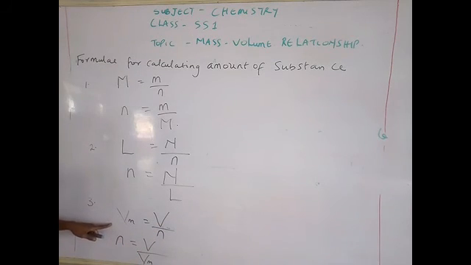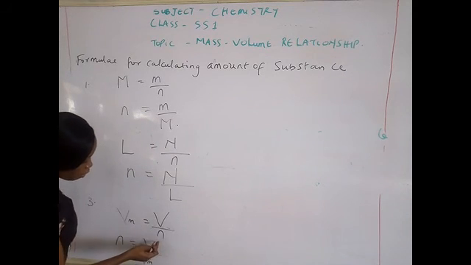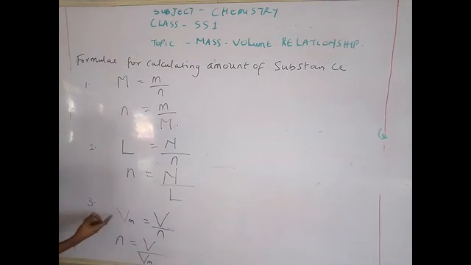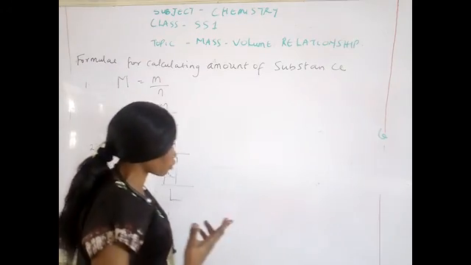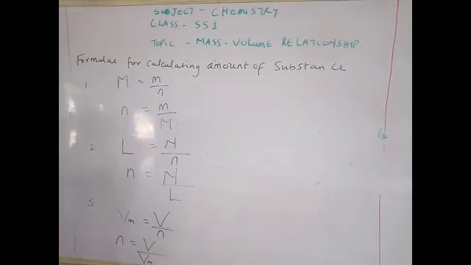Now, the third formula is molar volume is equal to volume of substance all over amount in moles. Remember we said that molar volume of any gas at STP is 22.4 dm³. 1 mole of any gas at STP has a volume of 22.4 dm³. That's what we call the molar volume, and it's a constant.